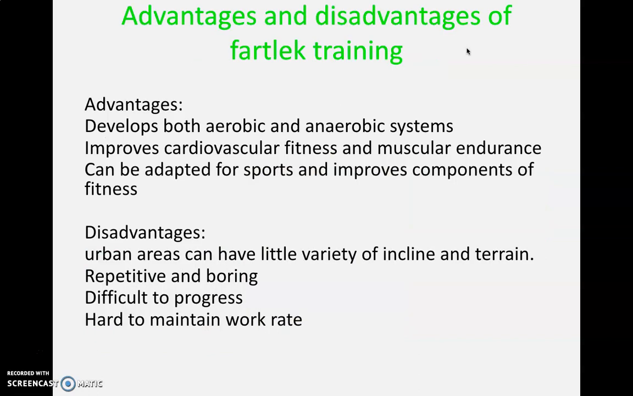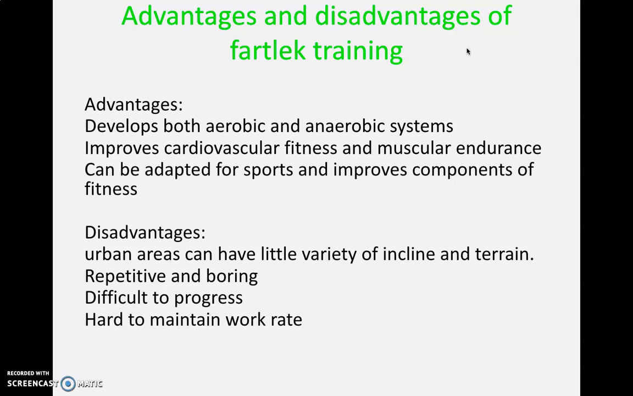So the advantages are: it develops both aerobic and anaerobic systems, improves your cardiovascular fitness and your muscular endurance, and it can be adapted for sports and improves components of fitness. So what you could do is fartlek training with a football. You could jog with the football in and out of cones, then you might do a sprint to the box and then head the ball into the back of the net, then you might walk back to the halfway line, things like that. And then you can change it for your different sports and for the components of fitness.